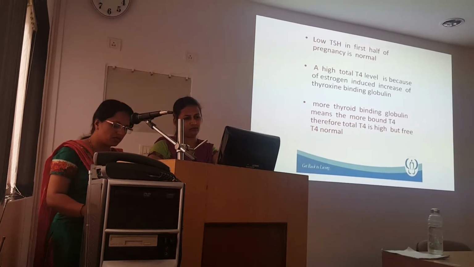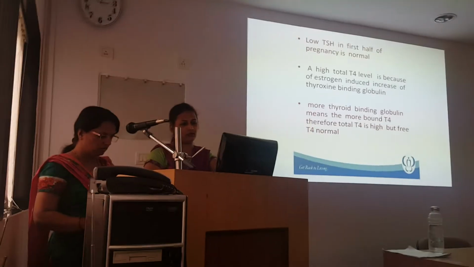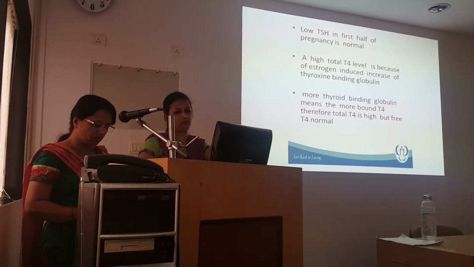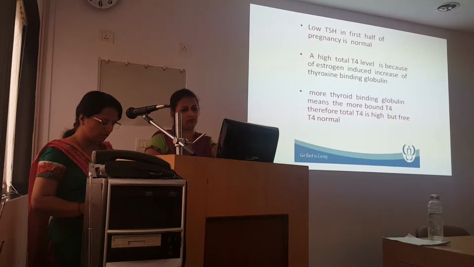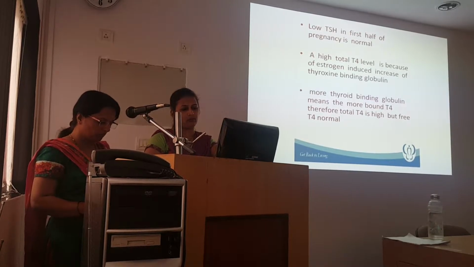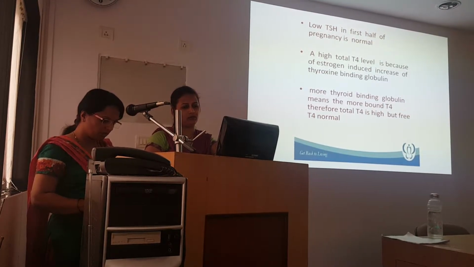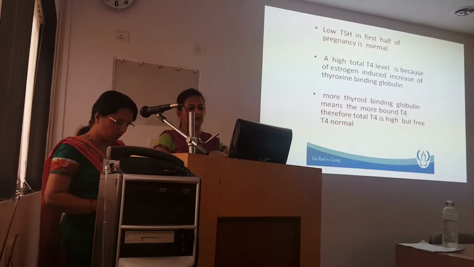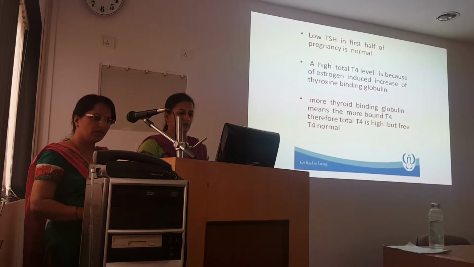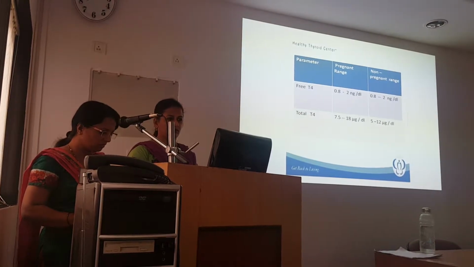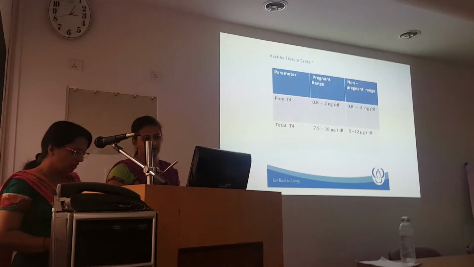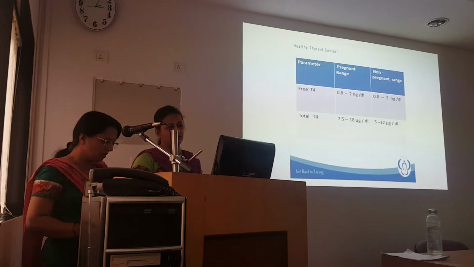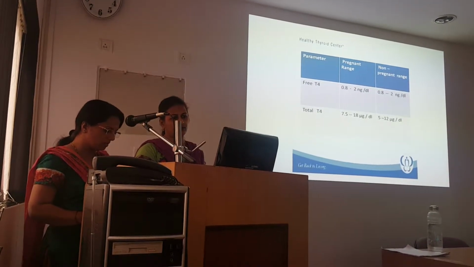Low TSH in the first half of pregnancy is normal, but high total T4 level is because of estrogen-induced increase of thyroxine binding globulin. More thyroid binding globulin means more bound T4. Therefore, total T4 is high, but free T4 is normal. This slide shows the difference in total and free T4 in pregnancy and non-pregnant status.